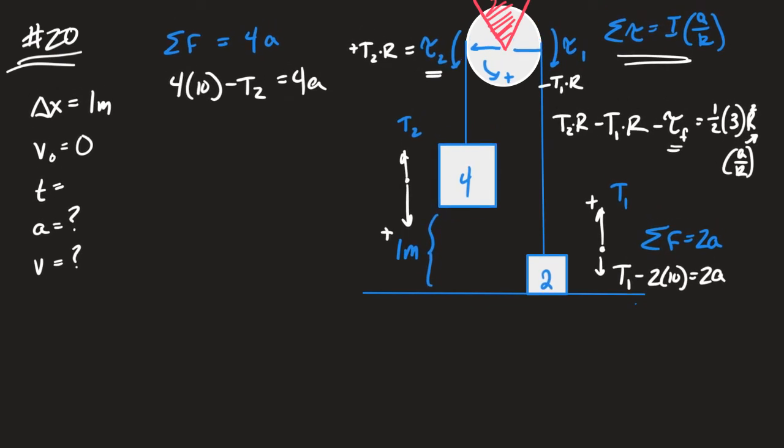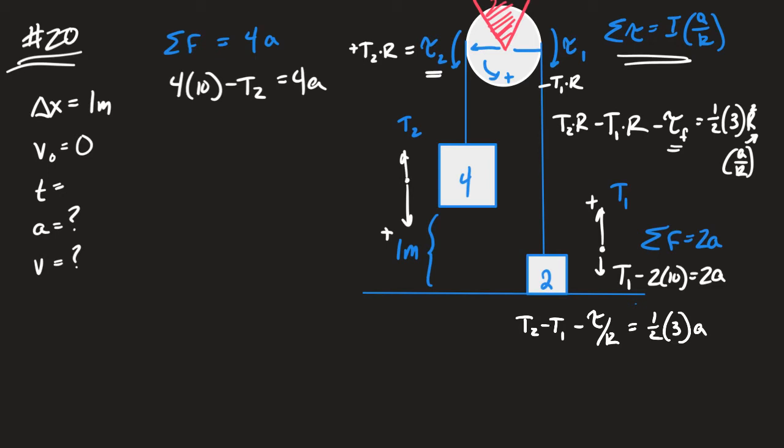All right, so let me just clean up the math. All the R's cancel. T2 minus T1 minus torque divided by R equals 1/2 times 3, you said, times A. I just divided out the R, got rid of it. But it doesn't get rid of because I have this frictional torque.